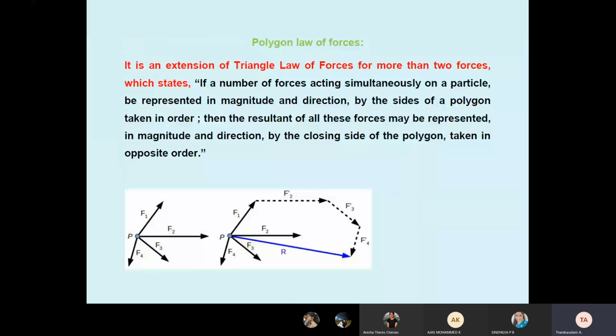If more than 2 forces are acting on the particle, finding the resultant by graphical method is the polygon law of forces. You have to draw parallel lines in the diagram. This is the first diagram, this is for 4 forces acting. Suppose you want the resultant, you draw all the forces in the same direction, parallel. You will get the final connecting line, the blue color line, which is the resultant value.